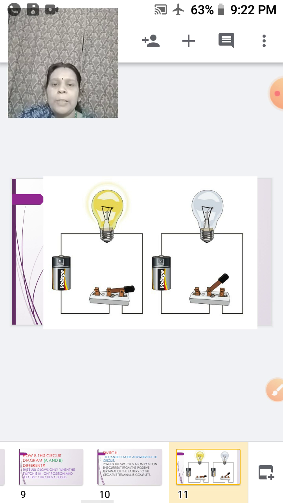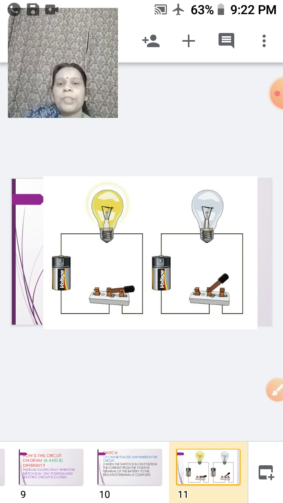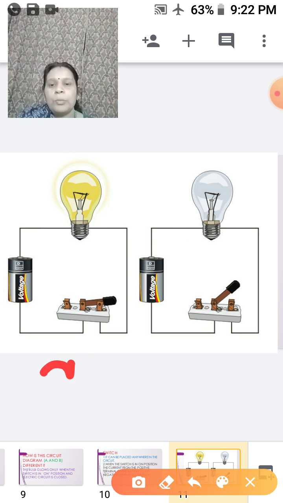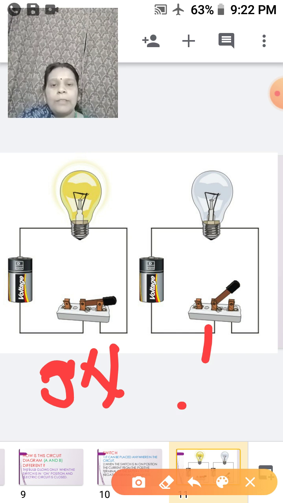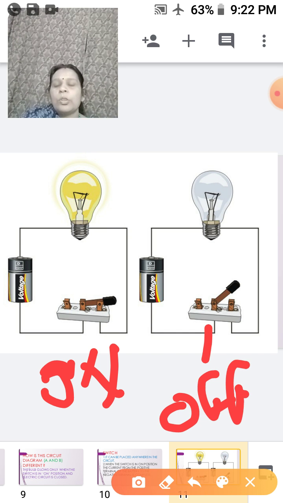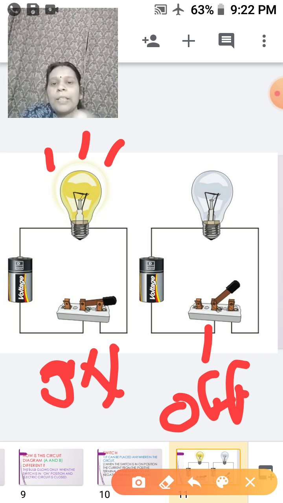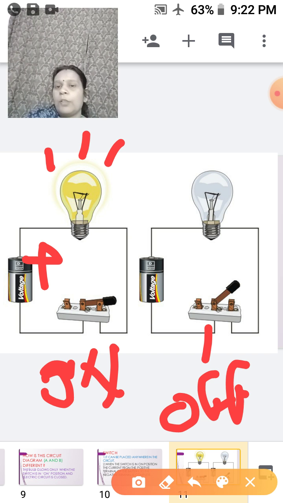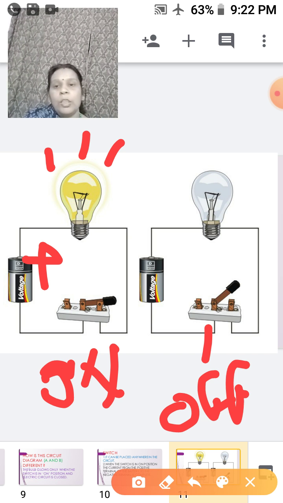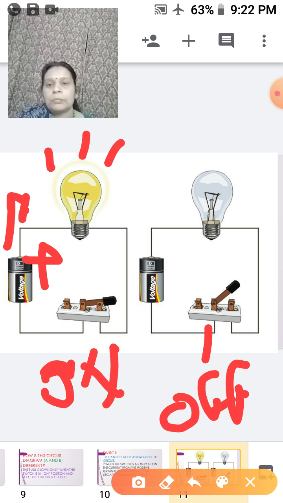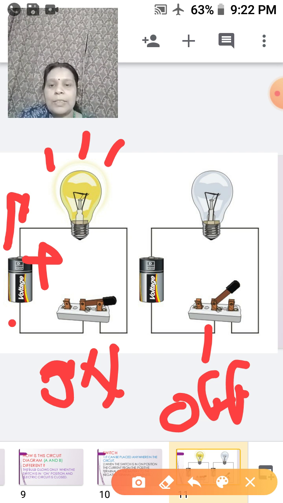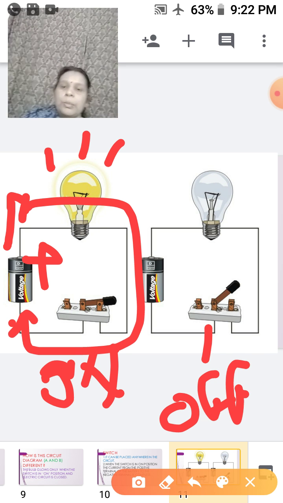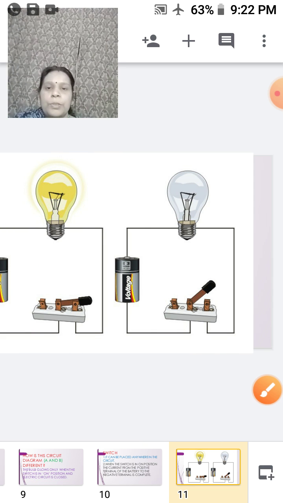Here again you can see I have shown you in the figure two types of switch. This is in on position, and this is in off position. Due to that, this bulb is glowing and this bulb is not glowing. Now, from where is the current flowing? This is the positive terminal of the cell. So the current is flowing from here, and this is the negative terminal. So it flows from here and then it comes back to this terminal. So this is how the current flows.